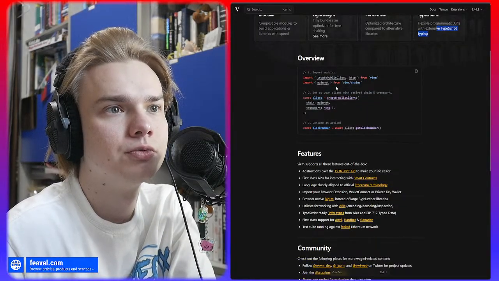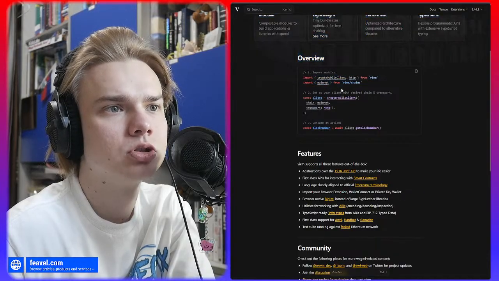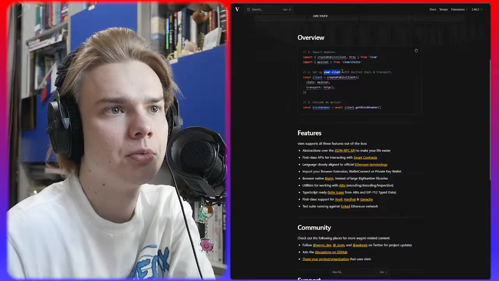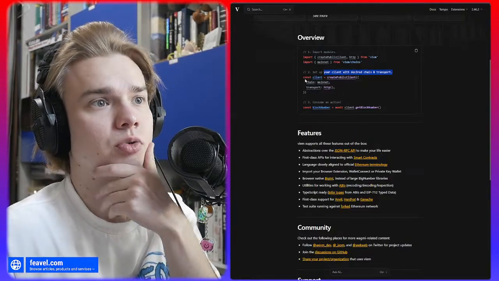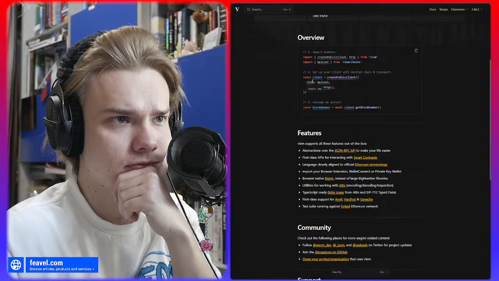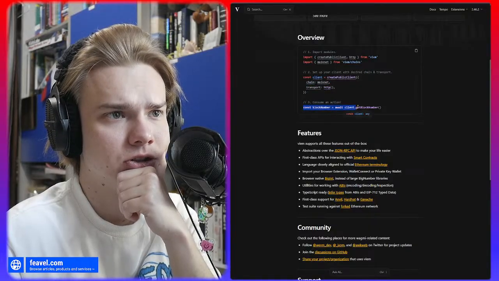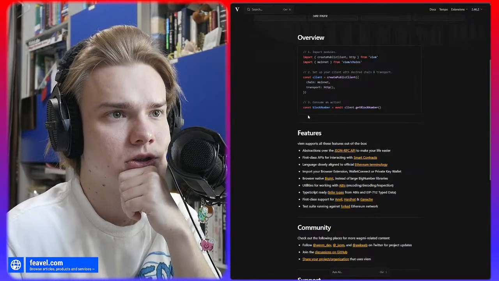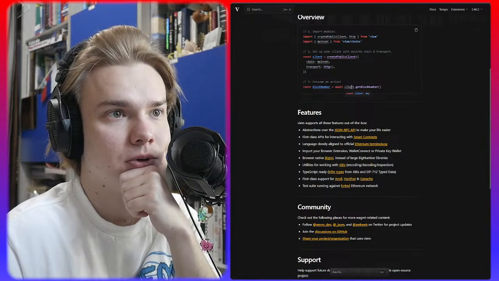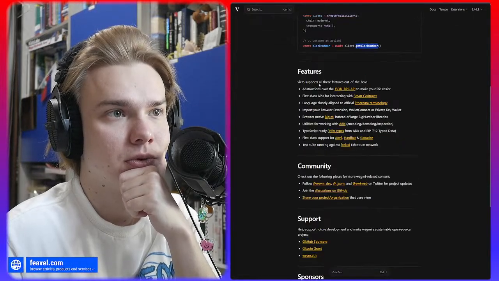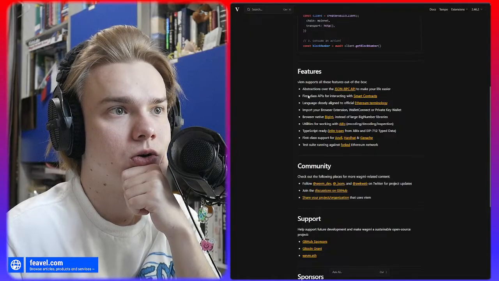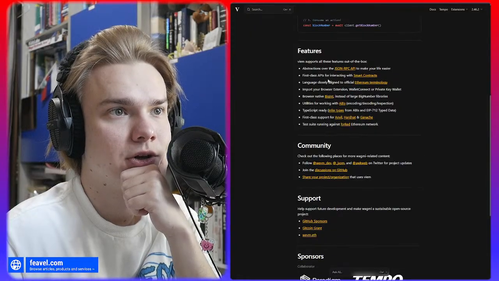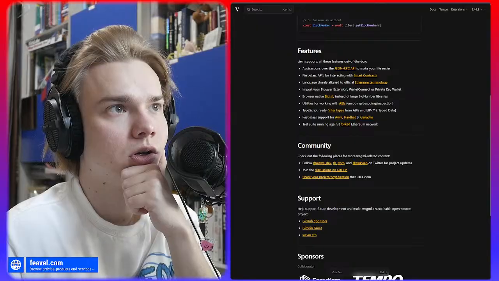Import modules from Viem. Import mainnet from chains. Okay, so we got different chains. Set up a client with desired chain and transport. Creating a public client. Okay, consume in action. Block number, await client, get block number. Okay, first class API, interaction with smart contracts.